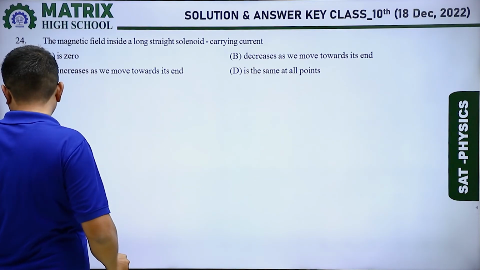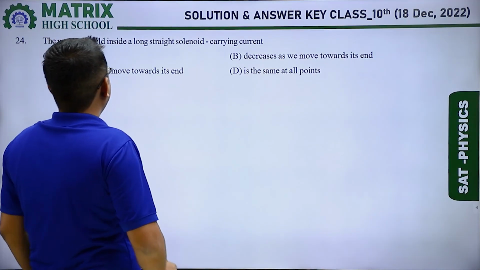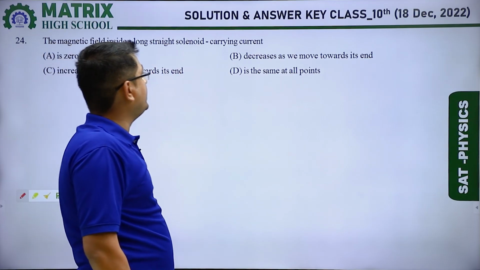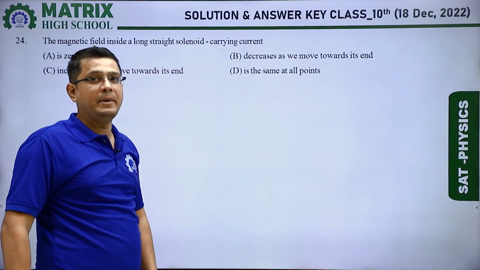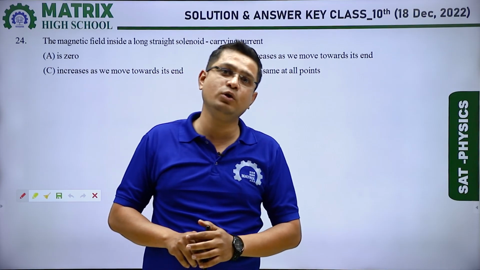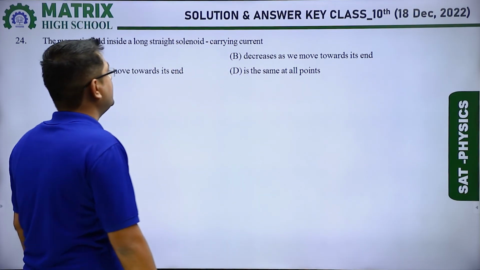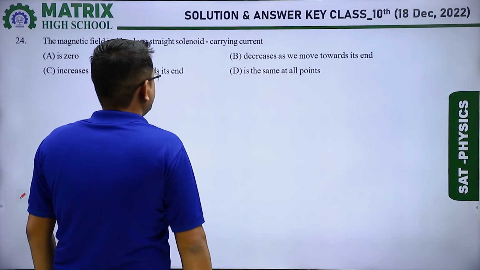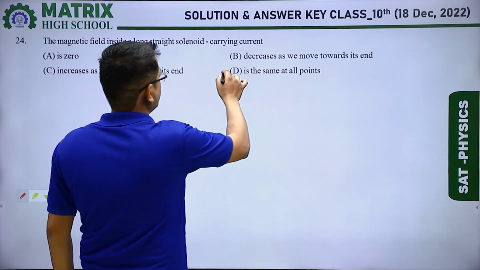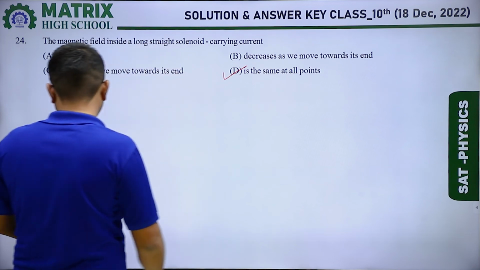Next question, question number 24. The magnetic field inside a long straight solenoid carrying current. So we know that the magnetic field inside a solenoid is uniform because it is in the shape of parallel lines. So the magnetic field inside a current carrying solenoid is the same at all points. So the correct answer will be option D.